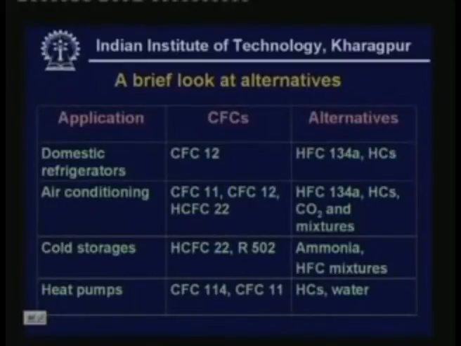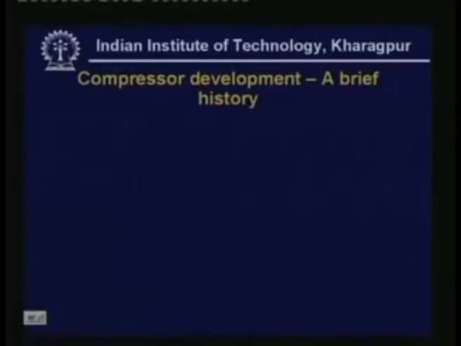So this is just a brief look at the possible alternatives to the CFC refrigerants, and most of the CFC refrigerants such as CFC 11, CFC 12 have already been banned, whereas refrigerants such as HCFC 22, since it has a very low ozone depleting potential, people have felt that we can use it for a little longer. That means you can use it up to say 2020, and that means it has to go in 2020. So this is a brief look at the development of refrigerants and how we have made a full circle, starting with natural refrigerants, and again we are coming back to natural refrigerants.